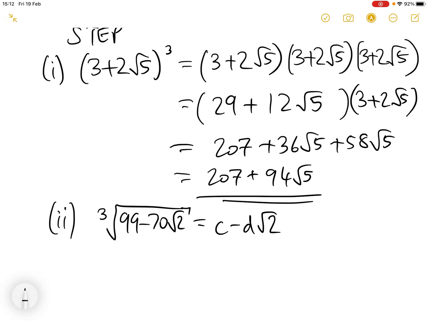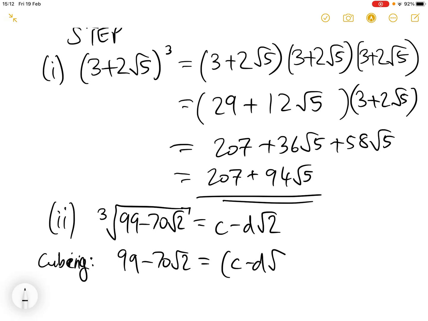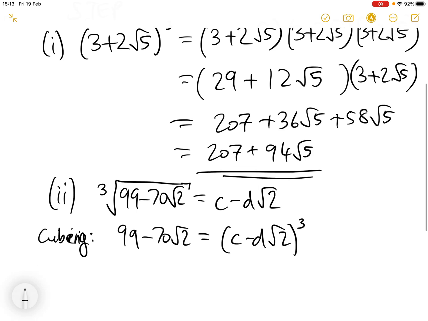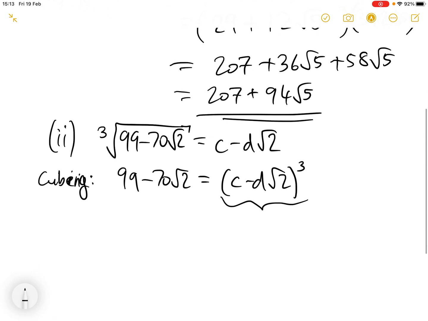Well, I think the best thing here would be to cube both sides. So if we cube both sides, we get 99 minus 70 root 2 is c minus d root 2 cubed. And then we know we could expand this. And then the strategy is if we compare the terms that involve root 2 and the terms that don't involve root 2, we'll be able to set up some simultaneous equations. And this will work out nicely because c and d, we're told, are positive integers.